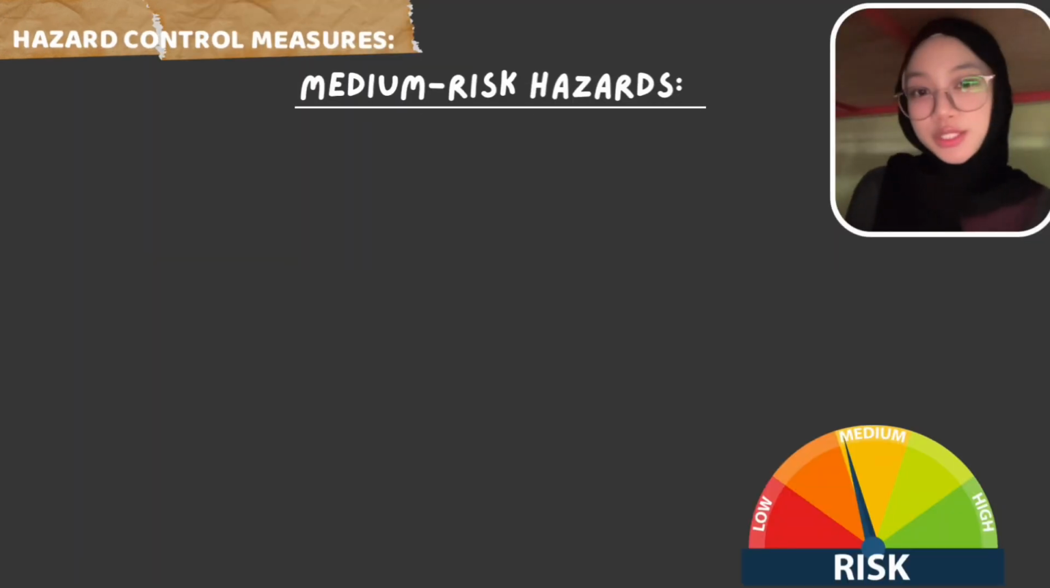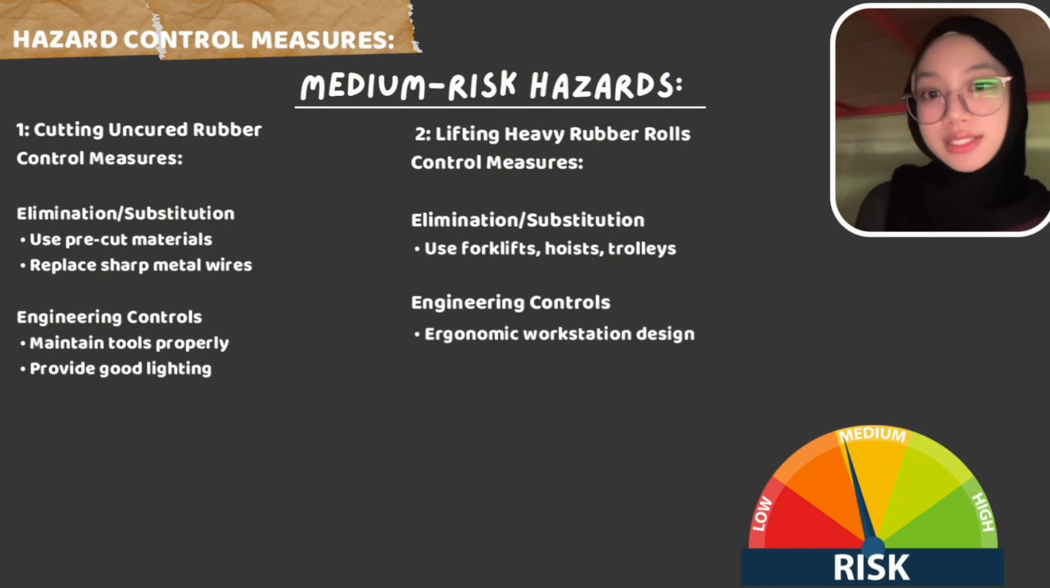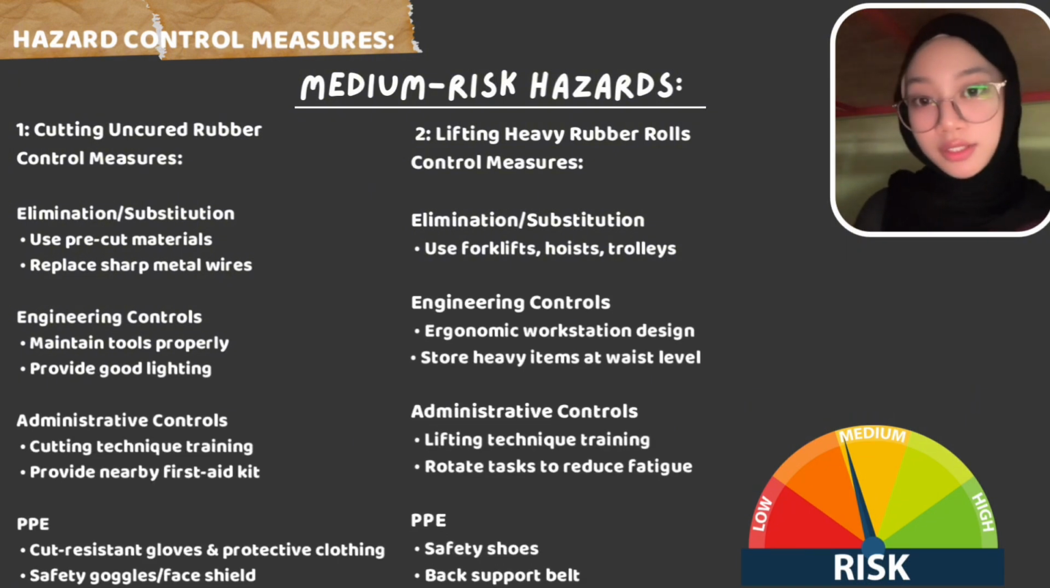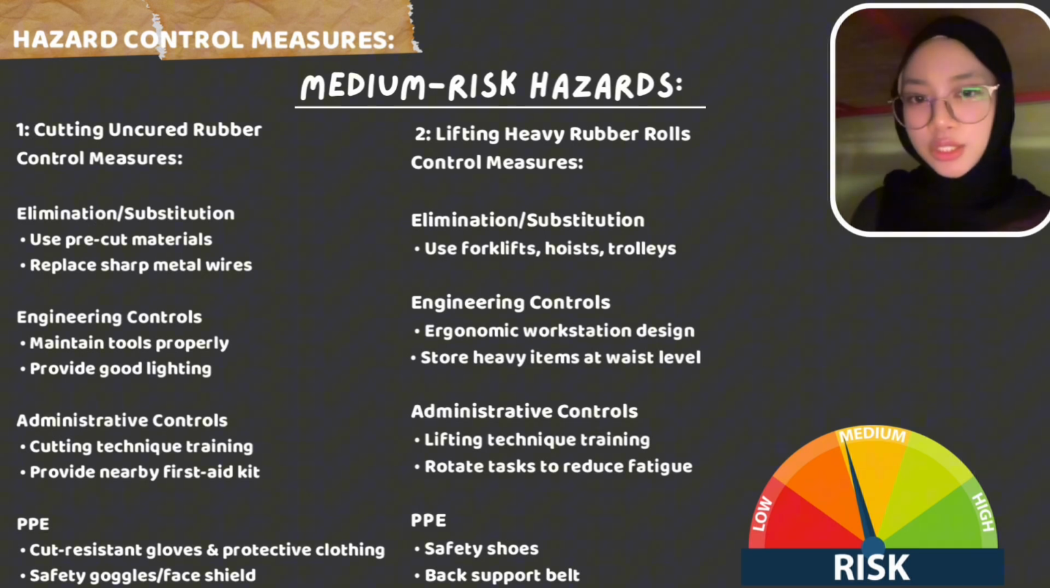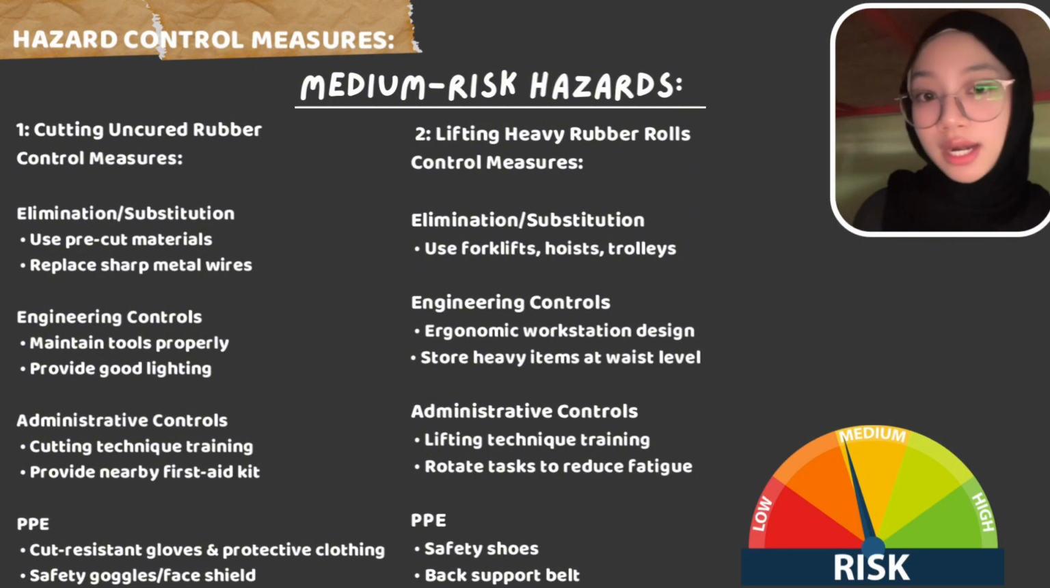So moving on to the medium-risk hazards, this slide is focused on cutting uncured rubber and lifting heavy rubber rolls. I will explain the safety controls used for both activities. Okay, so first is cutting uncured rubber. For elimination and substitution, to reduce risk during cutting, safer methods such as using pre-cut materials are applied. Sharp metal wires are also replaced with safer cutter tools to prevent accidental injuries.